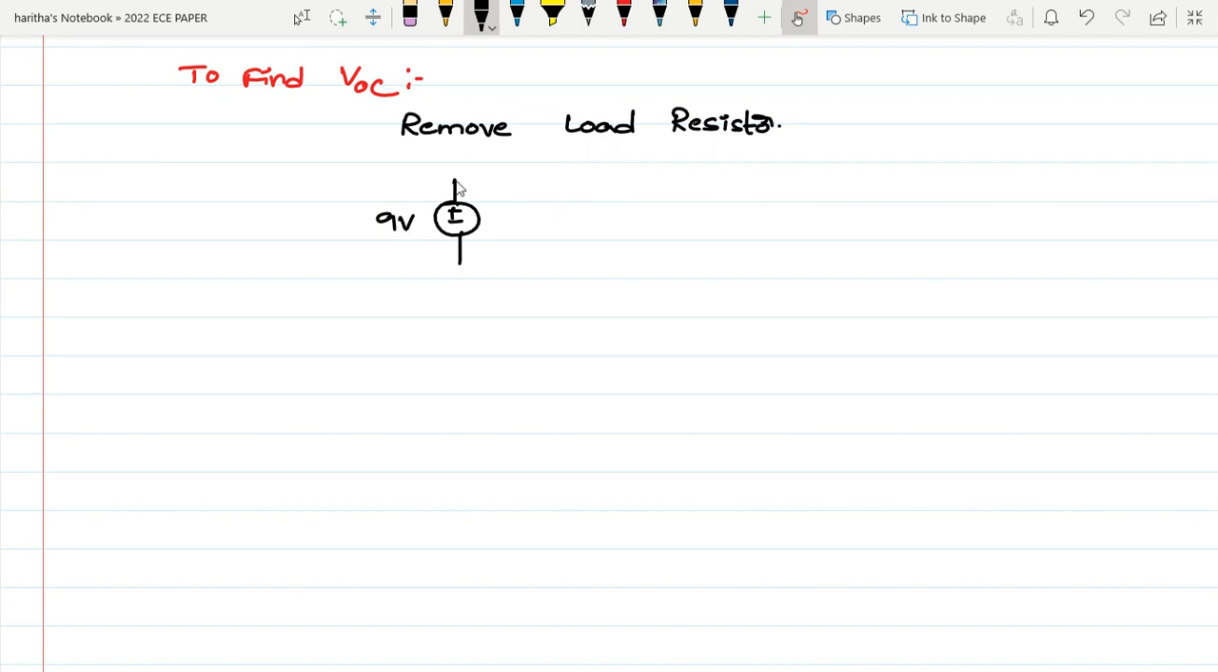This is 9 volt, 3 ohm, and this is 6 ohm. There is a 2 ohm resistor here. I'm marking these terminals as A and B. Between A and B, I had a resistor that is 5 ohm. That is the load resistor. So I removed that load resistor and redrew the circuit.